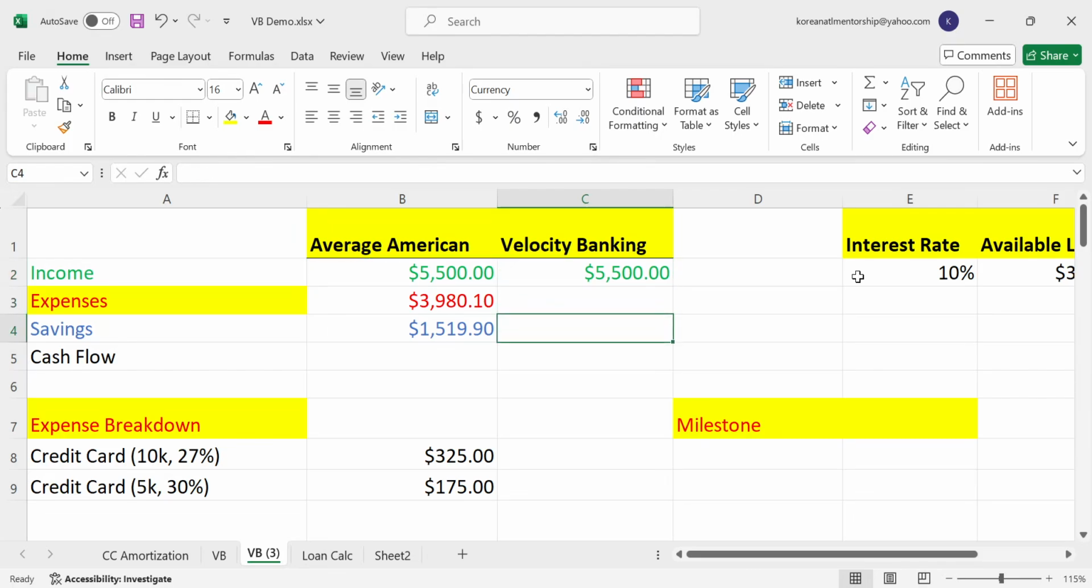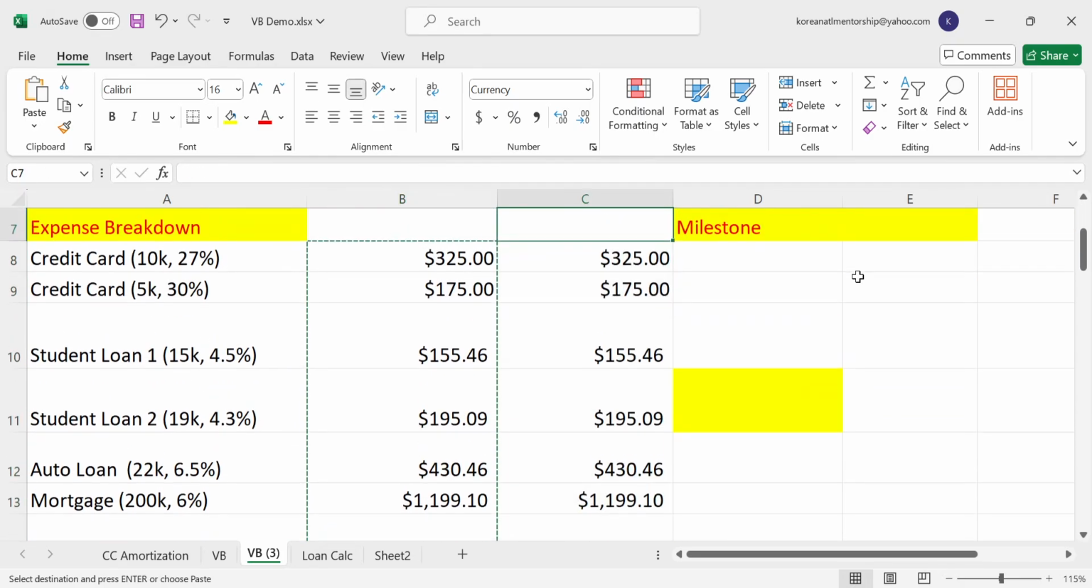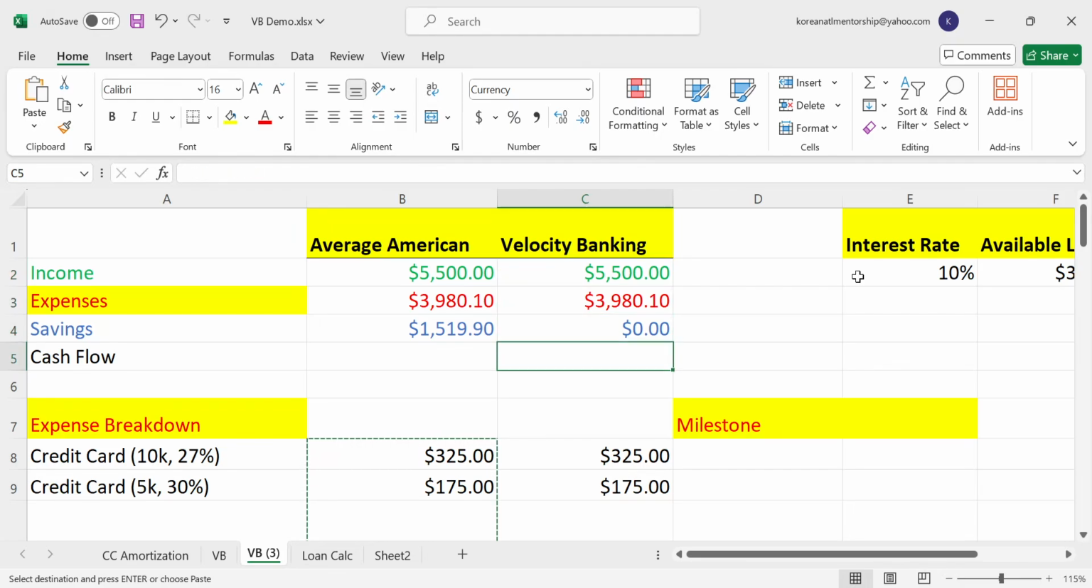So now let's go and do this. We're going to have the same income, but with velocity banking, our savings will go to zero, and we're going to have the same expenses initially. So let's copy that. But instead of savings, we're going to have something called cash flow. Our whole goal is to dump our entire paycheck into our debt.